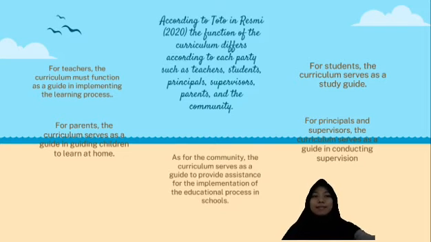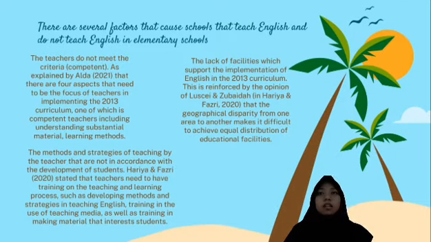Okay, next, there are several factors that cause schools to teach English and not teach English in elementary school. Firstly, because the teachers do not meet the criteria or are not competent, as explained by ALDA 2021, that there are 4 aspects that need to be the focus of teachers in implementing the 2013 curriculum, one of which is competent teachers, including understanding substantial material and learning methods.